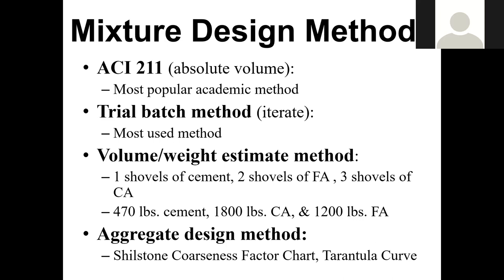We also have where people guesstimate, where they may say, okay, we need 470 pounds or 500 pounds of cement. We'll start off with that, and then we'll try to shoot for 1800 pounds of rock, and then we'll make it all work to get to one cubic yard, and we'll just adjust our sand. So they may target 1800 pounds for rock, 1200 pounds for sand, and then add enough water to get the strength and workability, and depending on their admixtures, balance everything out.